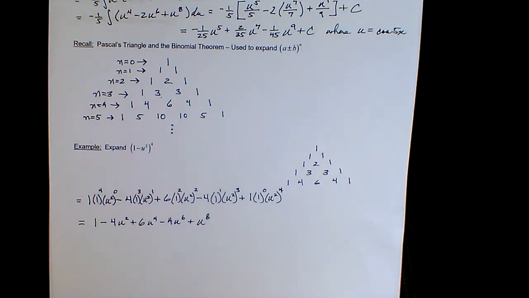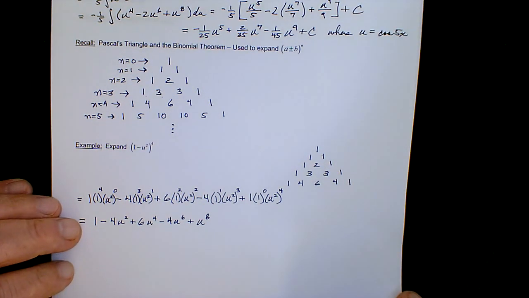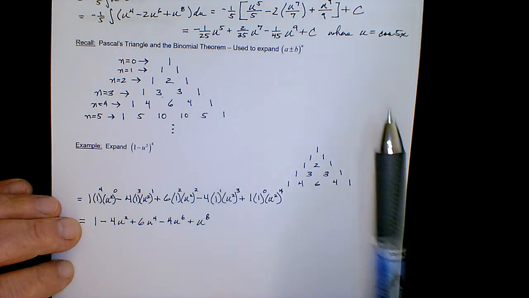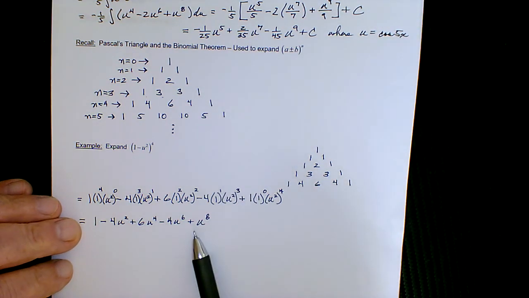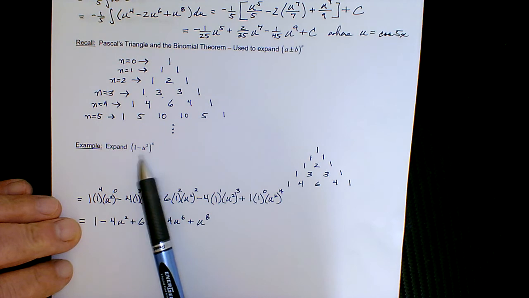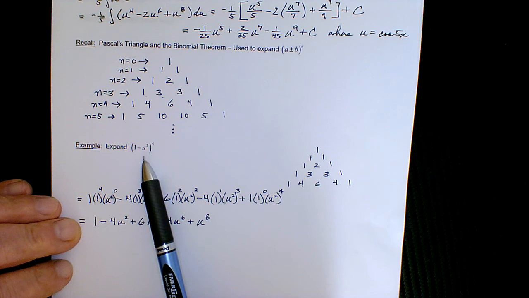Hello again. This is part 2 of topic 1 for exam 3. The last video got a little bit lengthy, and I guess I got cut off at about this point. So on that video we had finished up with reviewing how to use the binomial theorem and Pascal's triangle to expand a binomial. And I chose 1 minus u squared because that's one of the binomials we're going to encounter.